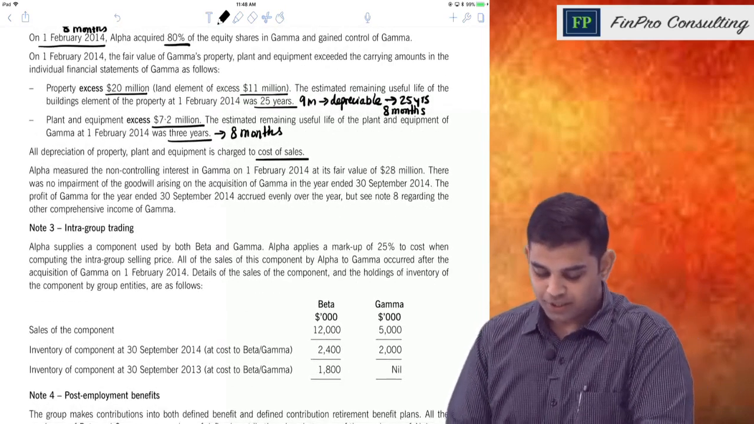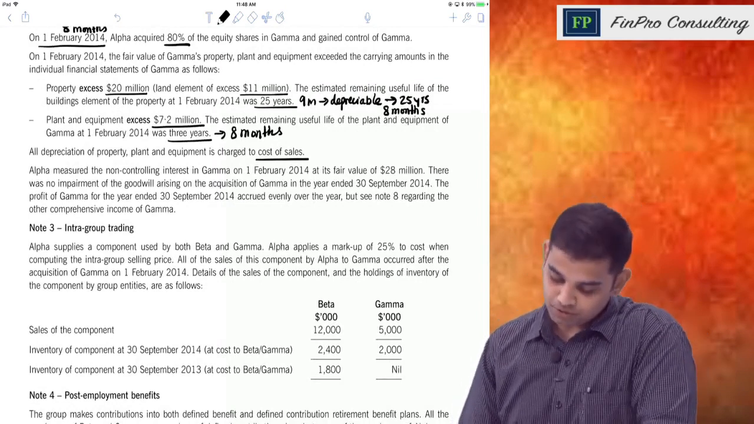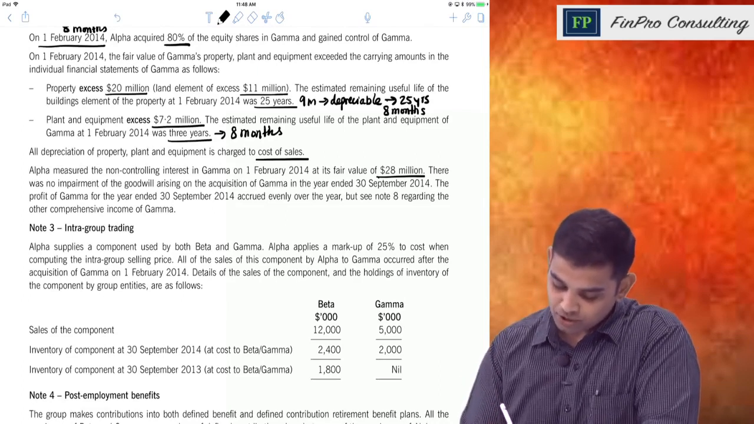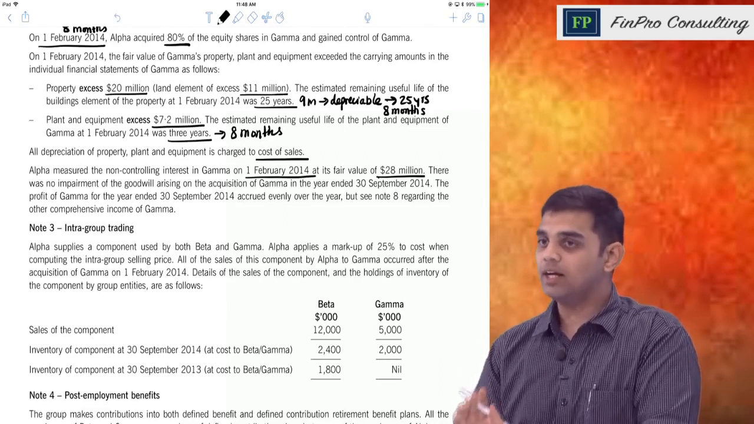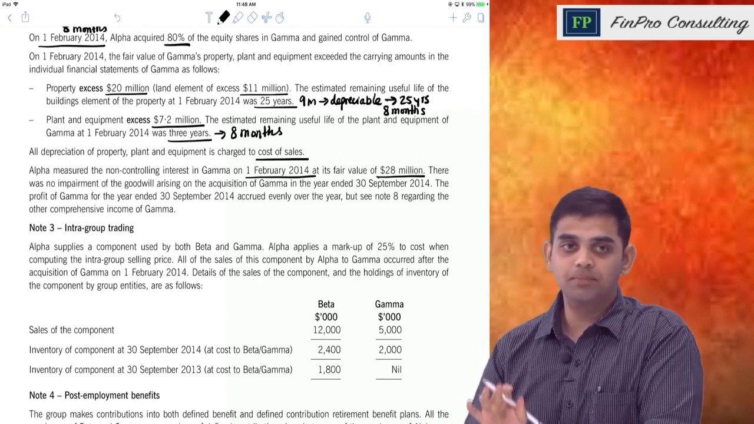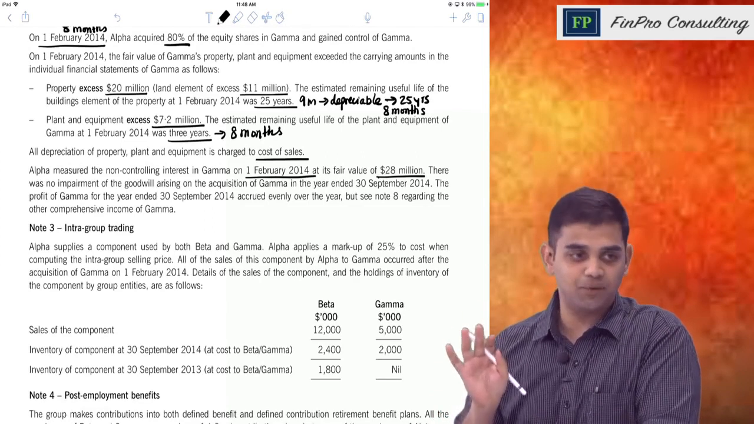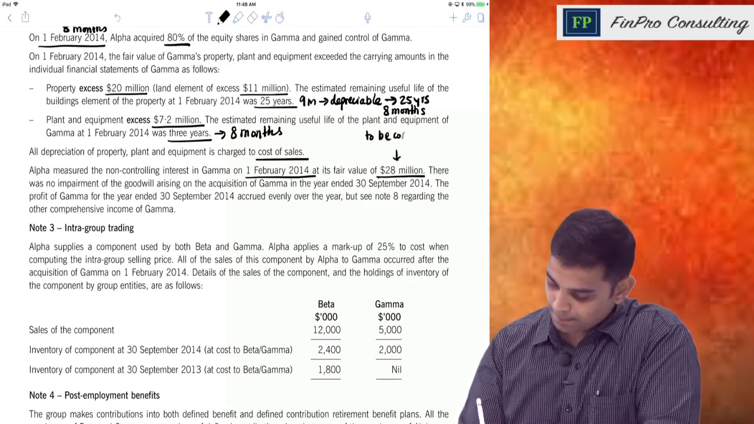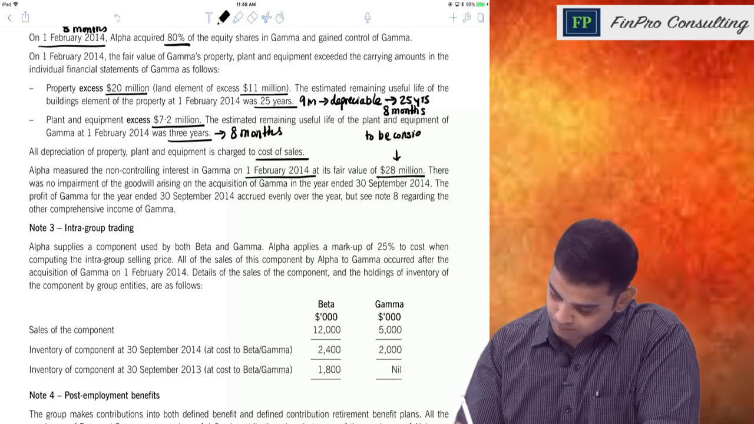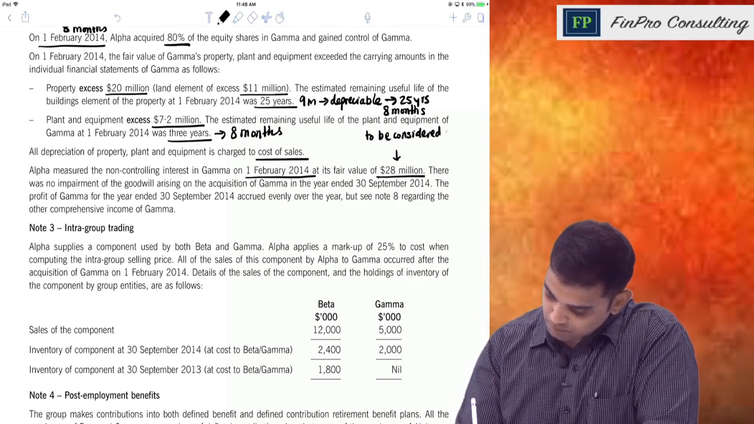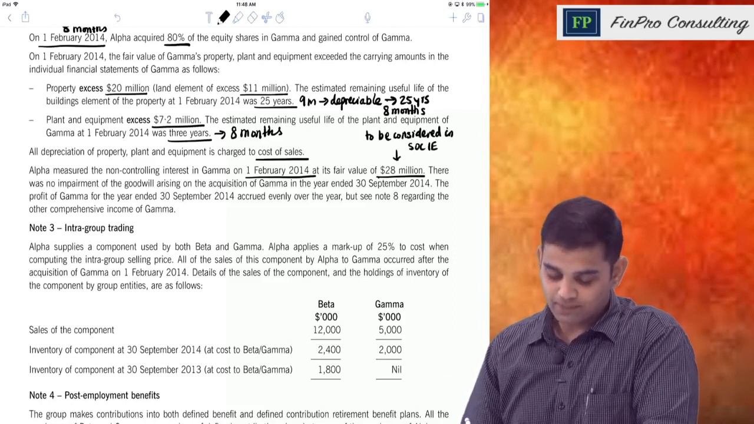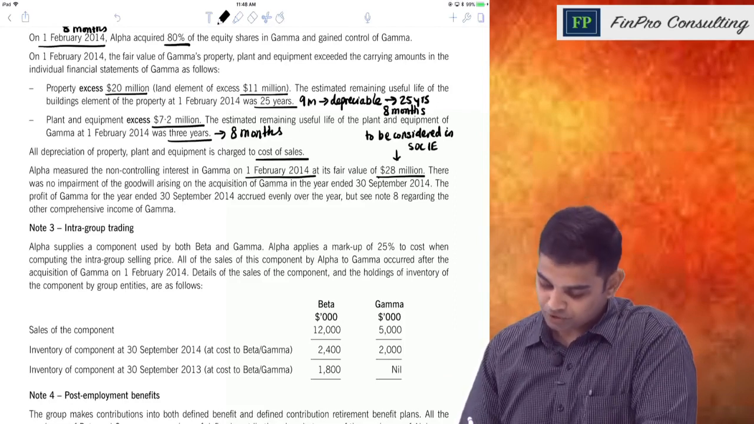Alpha measured non-controlling interest in Gamma on 1st February 2014 at its fair value of 28 million. So this was the fair value as on the date of acquisition. Again, not required for P&L purpose, but it will be required for statement of changes in equity purpose. So right here to be considered in SOCI. There was no impairment of goodwill arising on the acquisition of Gamma in the year ended 30th September 14.